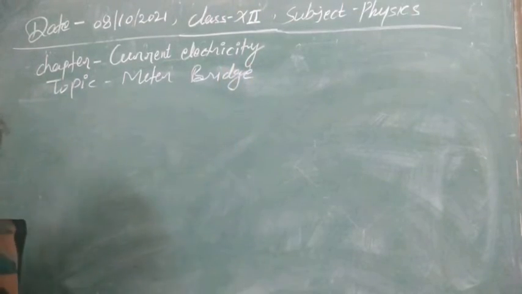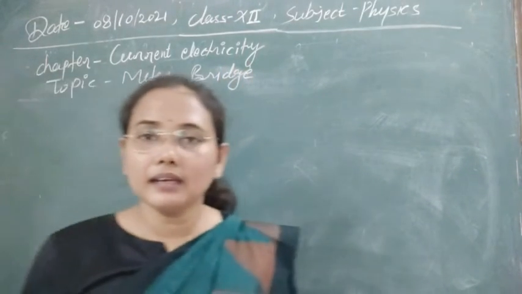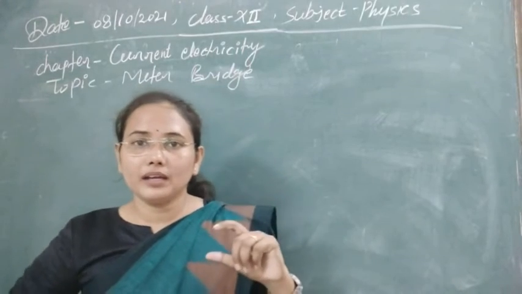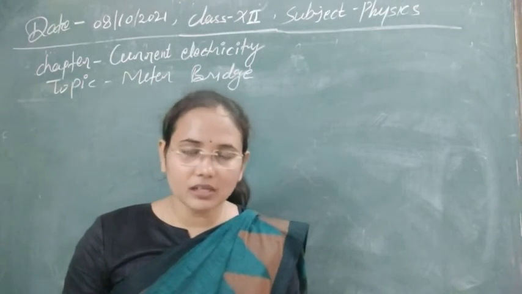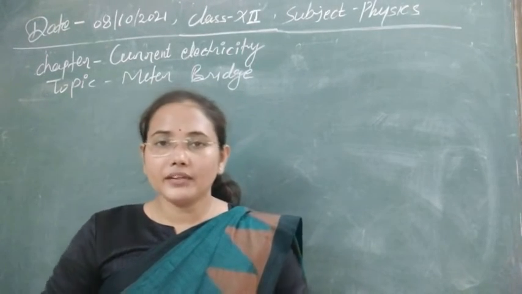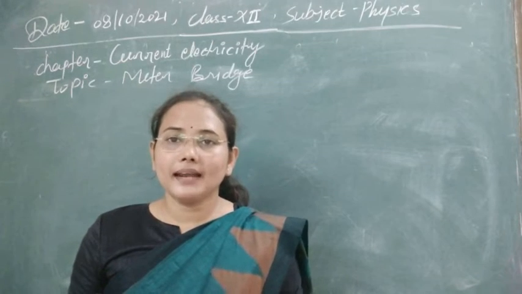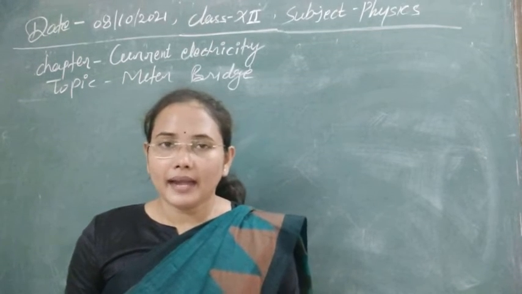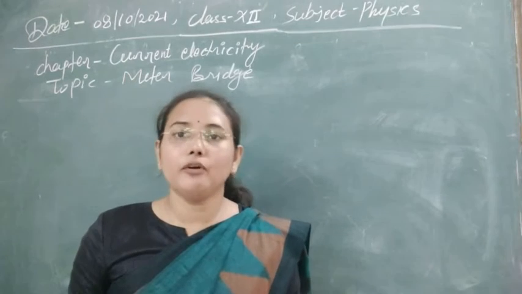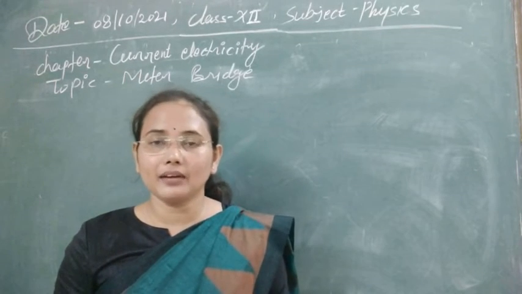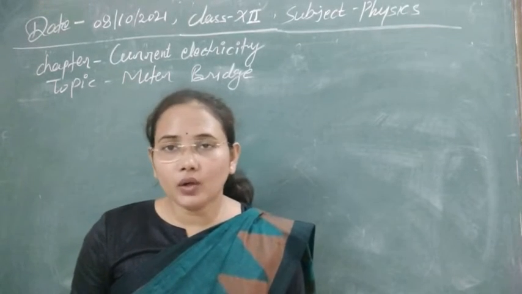So meter bridge, first of all, why its name is meter bridge? Meter name is given because in this instrument we are using 1 meter scale and 1 meter wire exactly, and with the help of that 1 meter wire we are calculating the value of unknown resistance.